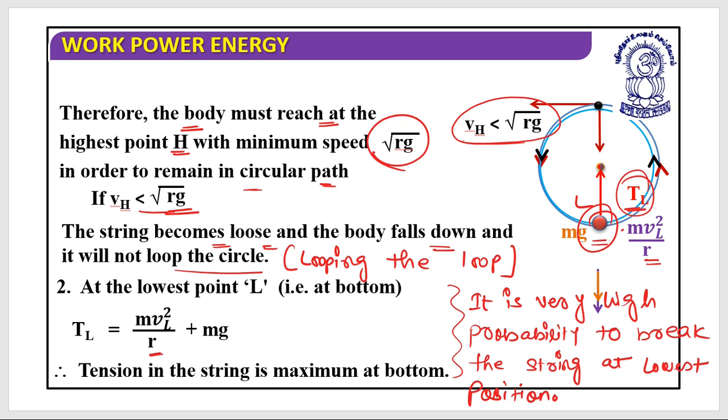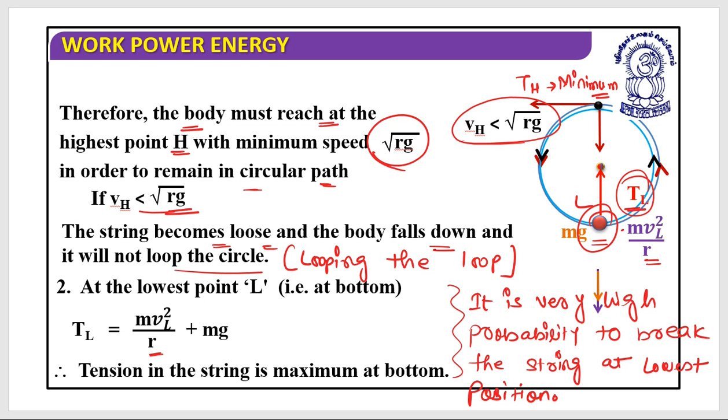Yes, it is a very high probability because tension is maximum at the bottom and it is minimum at the highest position. I could not say it is always 0, because it is not even possible that it is always going to slacken the string. No, this is not the case, but for sure it would be a minimum at the highest point and it is maximum at the lowest position.